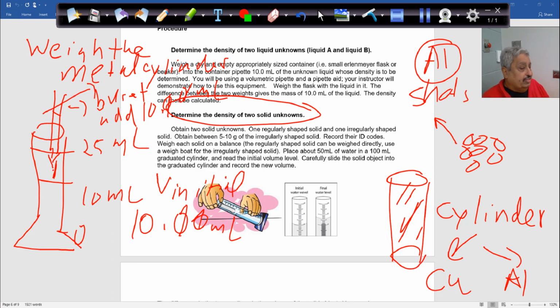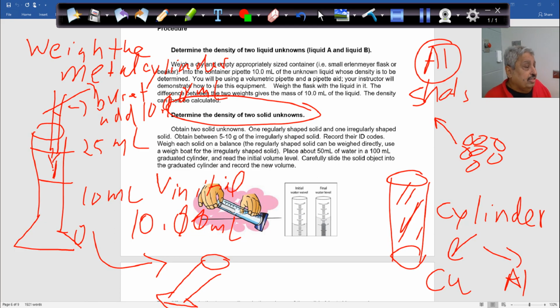Then when you add 10 mils, tilt this one here 45 degrees. Why am I tilting this one 45 degrees? I don't want to lose some of the H2O that I added, because it will splash out. Now you can use distilled H2O, but tap water is the same thing, has no effect. Whether you use distilled H2O or tap H2O does not affect anything.